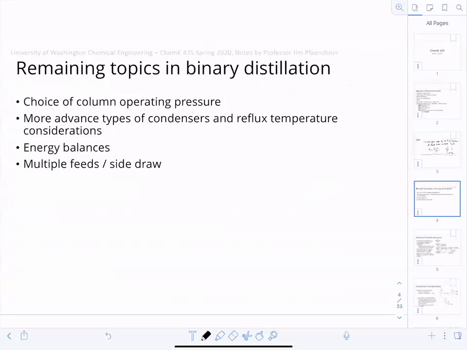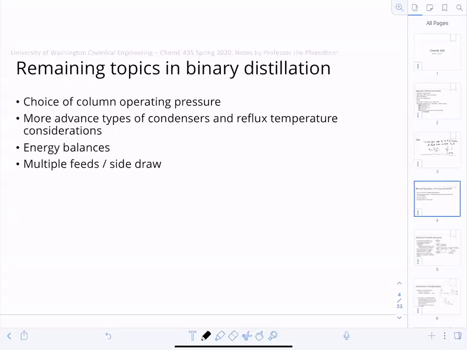So in binary distillation, before we jump into multi-component distillation, there are four things I'm going to talk about today in class. We'll talk about column operating pressure. It's a really important consideration, and you'll see why for a number of reasons. And then we'll talk about different types of condensers, reflux temperature, subcooled reflux. These first two topics are more operational considerations as you think about designing a column and selecting the conditions in which you're going to operate the column.